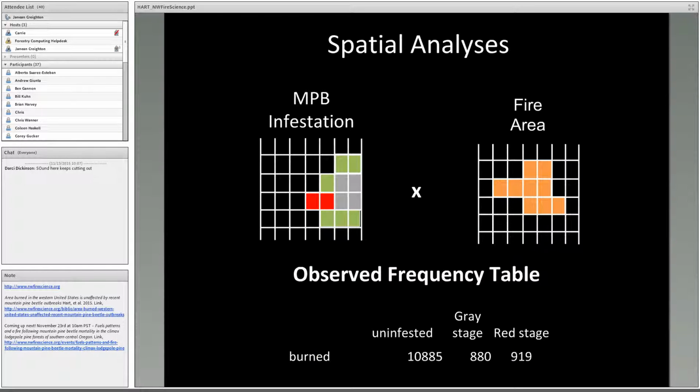To quantify the effect of mountain pine beetle infestation on subsequent fire area, we did some spatial overlay analyses, where basically we took the area that's been infested by mountain pine beetle in the red stage, the gray stage, or that unaffected stage. Those are represented by red, gray, and green on this little diagram here. We overlaid it with fire area. And this basically generates an observed frequency table where I can say how much area burned in uninfested stands, how much burned in gray stands, and how much burned in red stands.